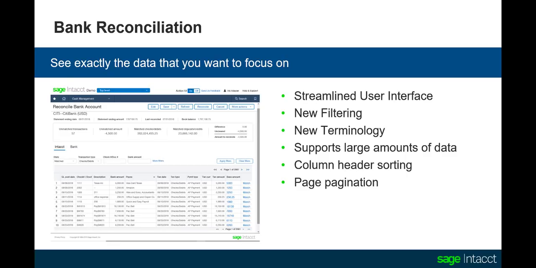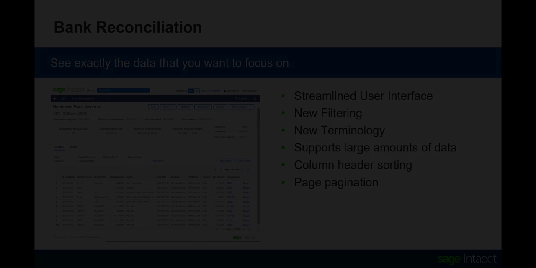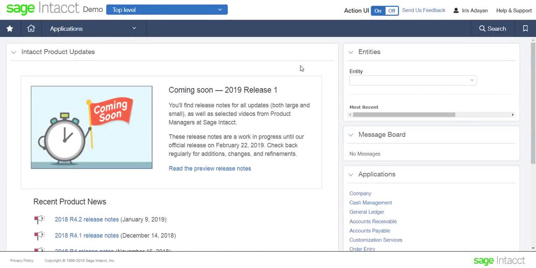Our new bank reconciliation was specifically designed to handle large amounts of data. For example, we've done away with scrolling through rows and rows of transactions. You can now paginate across pages with a set number of transactions on each page. Let me show you how to use this feature in the product.